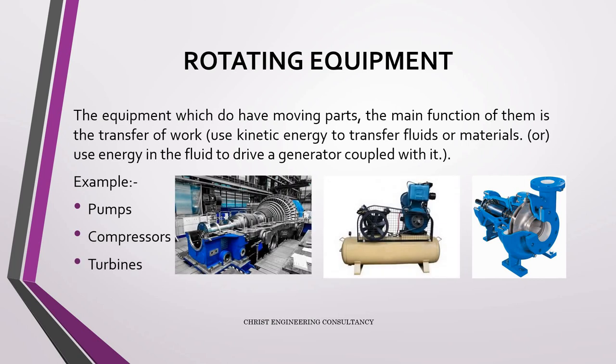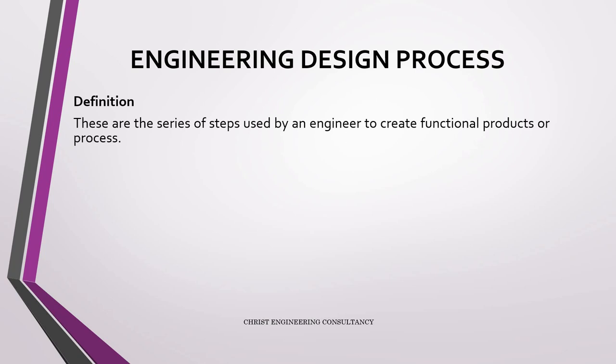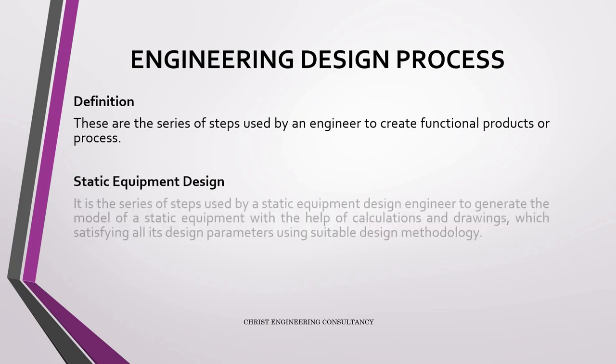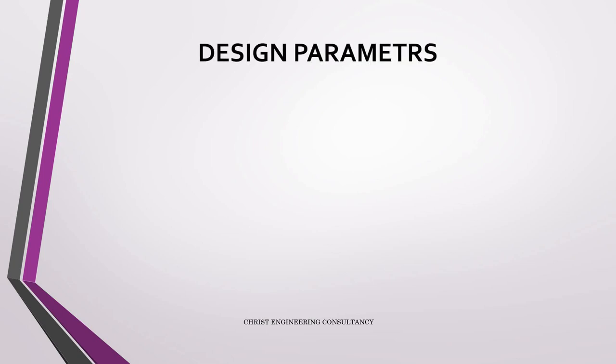So let us discuss what is the meaning of engineering design process. By definition, these are the series of steps used by an engineer to create a functional product or process. So the static equipment design is a series of steps used by a static equipment design engineer to generate a model of a static equipment with the help of calculations and drawing, satisfying all its design parameters using suitable design methodology. We will see what is the meaning of design parameters and methodology in the next slide.